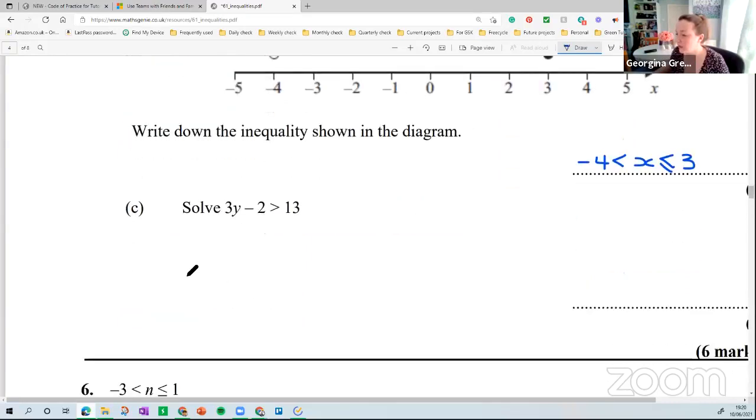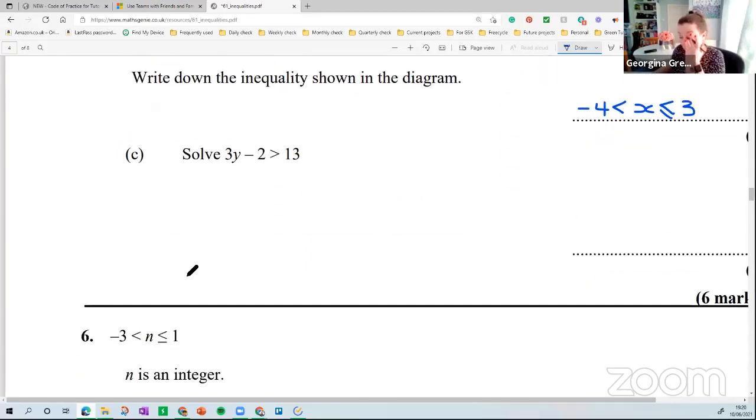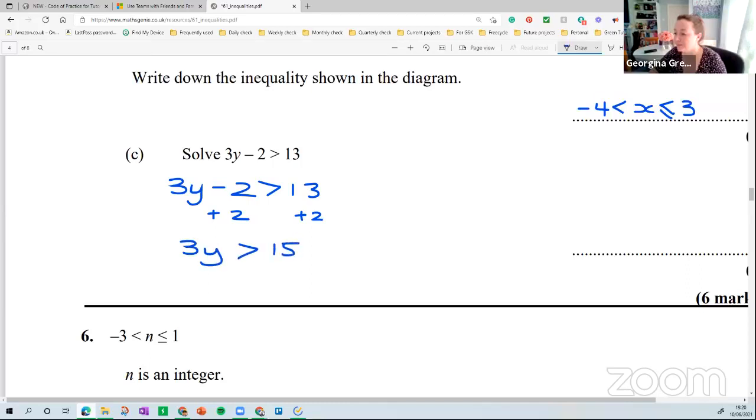Okay, solve 3y minus 2 is greater than 13, so same thing. 3y minus 2 is greater than 13. We want to add 2 to both sides. So 3y is greater than 15. That's cancelled out. That's got 2 bigger. And then we divide by 3 both sides. That's cancelled out. And that becomes 5. y is greater than 5. Okay. If any of this isn't making sense, do feel free to ask some questions.